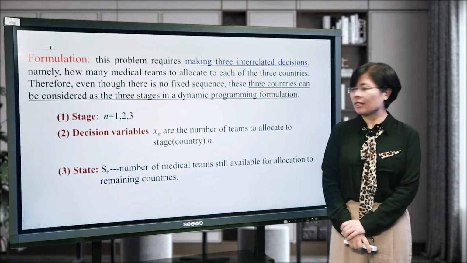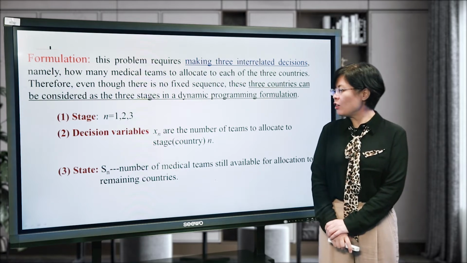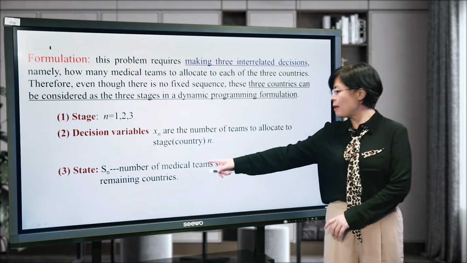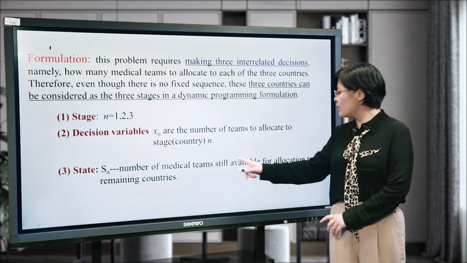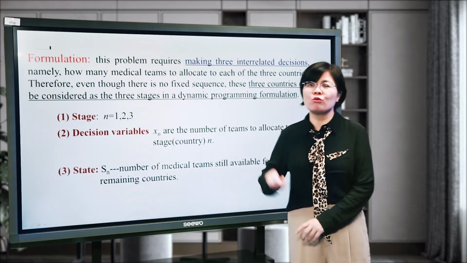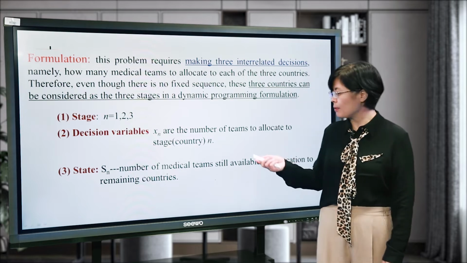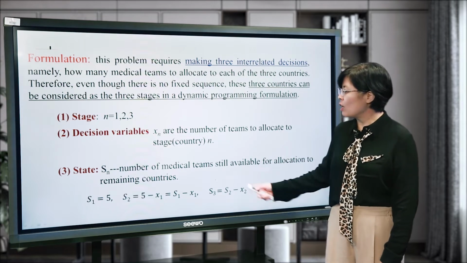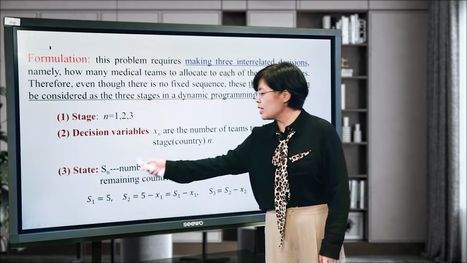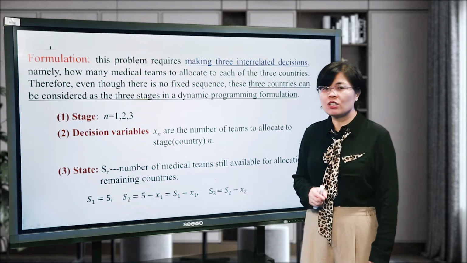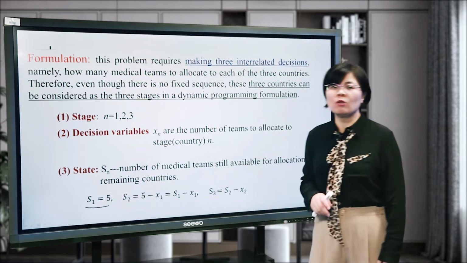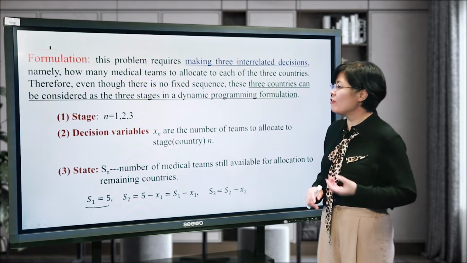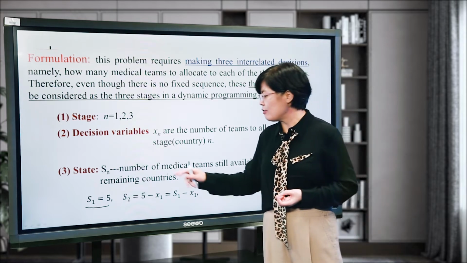The state here is the number of medical teams still available for allocation to the remaining countries. According to this definition, S1 equals 5, because we know there are a total of 5 teams.